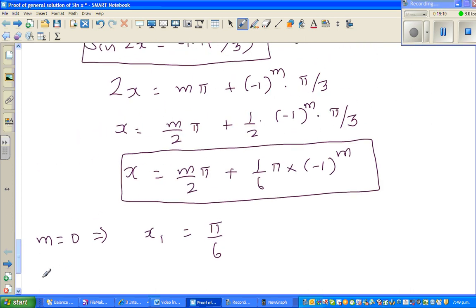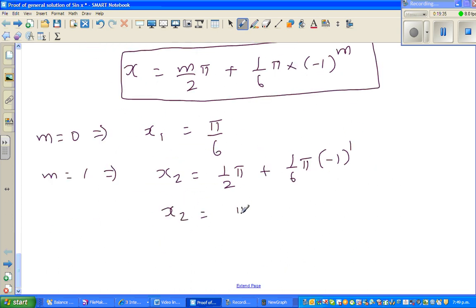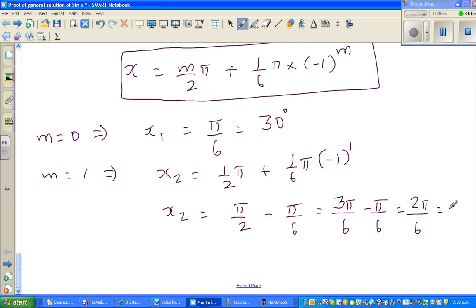What happens if m is 1? You have to simply substitute m is 1. So x2 is half pi plus 1/6 pi times minus 1 to the power 1. So this can become hairy. This is pi by 2, and this is negative 1, so this is minus pi by 6, which is 3 pi by 6 minus pi by 6. Let me write the answer. We'll check the answer in degrees, it's easier. So this is 2 pi by 6, which is pi by 3, which is 60 degrees. So the next answer is 60 degrees.